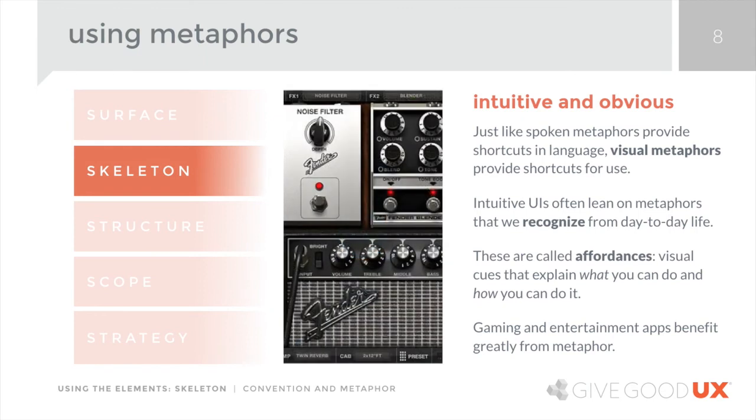Here's an interface that simulates a guitar amp and an effects pedal. Common metaphors to guitarists. These look exactly like the real world objects. The knobs are in the same place. They visually look exactly the same. So when somebody uses this, they automatically know what to do with all these things. That's an affordance. That's a visual cue based on a metaphor.